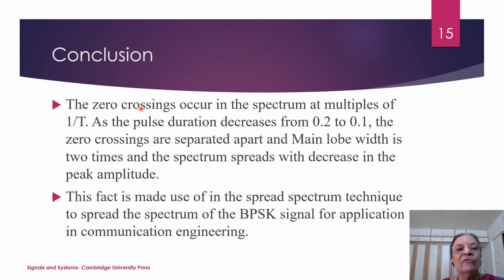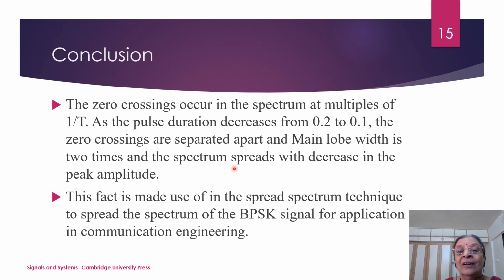So what conclusion can we draw? The zero crossings occur in a spectrum at multiples of 1 upon T. As the pulse width decreases from 0.2 to 0.1, the zero crossings are separated further apart. That means the main lobe width increases, becoming exactly twice in this case, and the spectrum is spreading with the decrease in the peak amplitude. The spectrum is spreading.